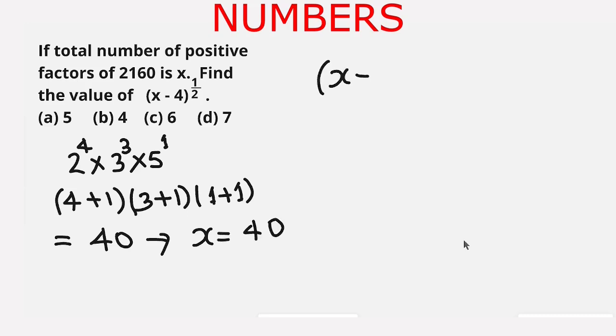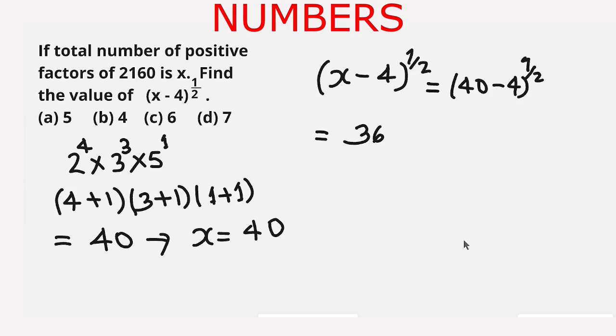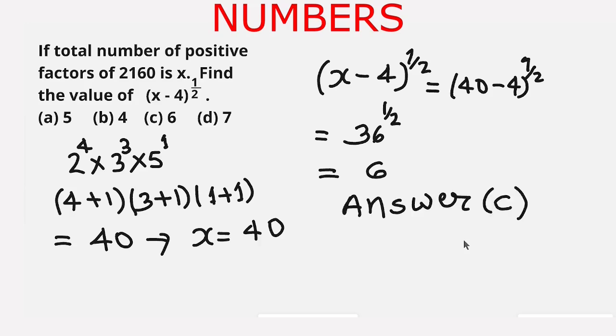We have to find the value of (x minus 4) raised to power 1 by 2, which is the square root of x minus 4. So we put the value of x as 40, minus 4, whole raised to power 1 by 2. 40 minus 4 is 36, and the power of 36 is half, so we have to find the square root of 36, and that is equal to 6. So the value of (x minus 4) raised to power 1 by 2 is 6. And from the given options, our answer is option C, 6.